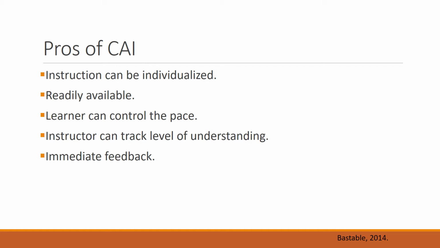And a final pro of CAI is that it provides immediate feedback to the learner. This is also different from a traditional learning setting where you would learn the information, take a quiz, and then have to wait for your instructor to provide you with feedback or the quiz, and then look at it to see where you need more understanding. With CAI, it provides immediate feedback. If you take a quiz, you'll get the answers at the end of the quiz, so you can know what your understanding level is and know what areas you need to spend more time on.